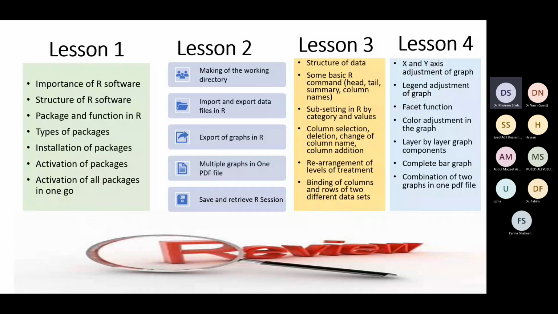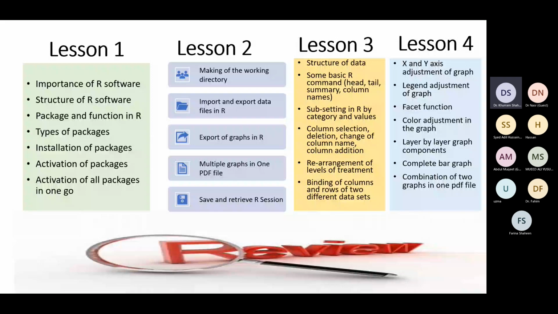Then in lesson 3, we learned about the structure of data. First, R does not know what your independent variables and dependent variables are. So you have to define to the software that these are dependent variables, these are my factors, and these are my parameters. You have to give structure to the software. Then we corrected structures and practiced functions like head, tail, summary, and column names. Then we practiced subsetting in R.